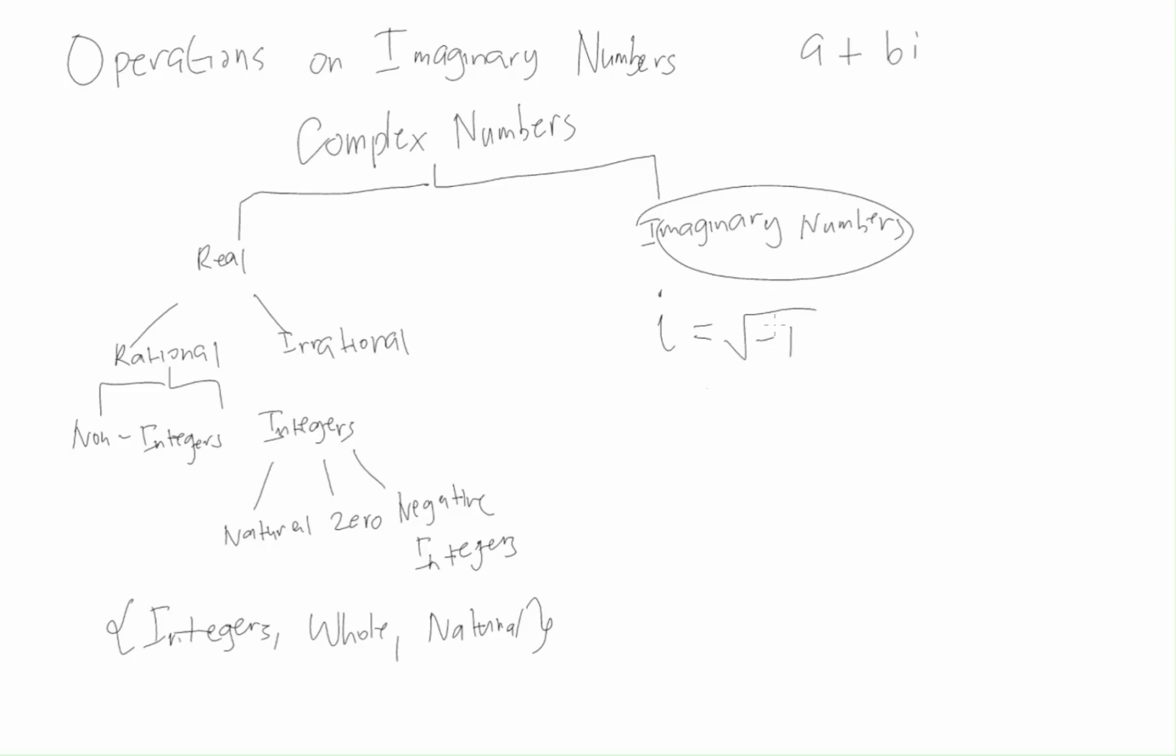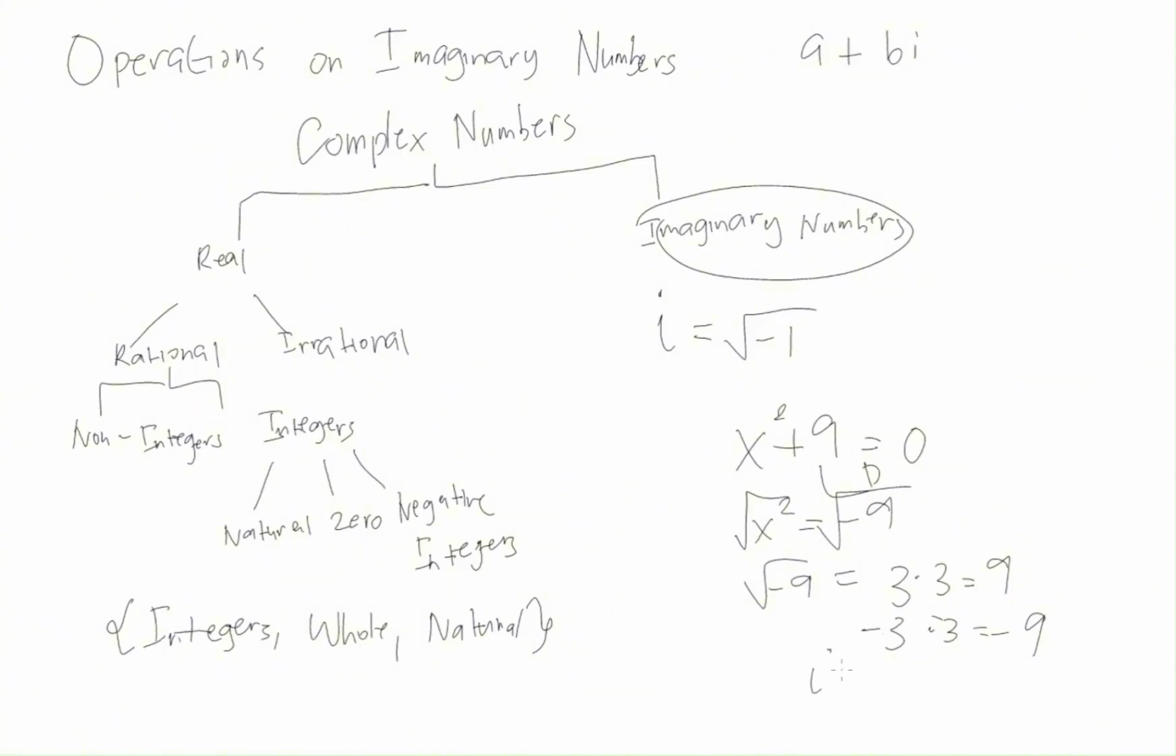This is different from real numbers because when we square any real number, it never gives a negative result. For example, x squared plus 9 equals 0. We're going to transpose this, right? So x squared equals -9. Then we square it and we get -9. We can't use 3 because 3 times 3 is 9, not -9. If we try -3 times 3, it's -9, but it's not the same sign. It has to be negative on this side also for it to become -9. So that's why we use imaginary numbers.